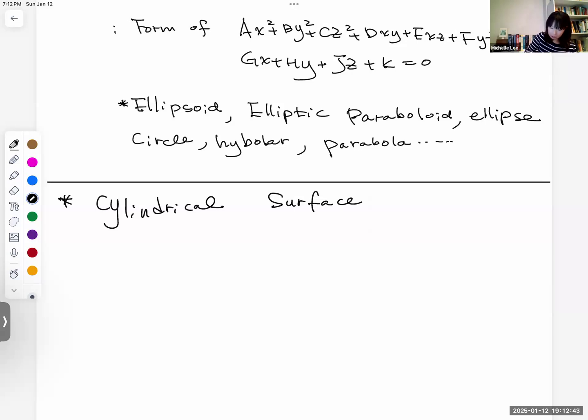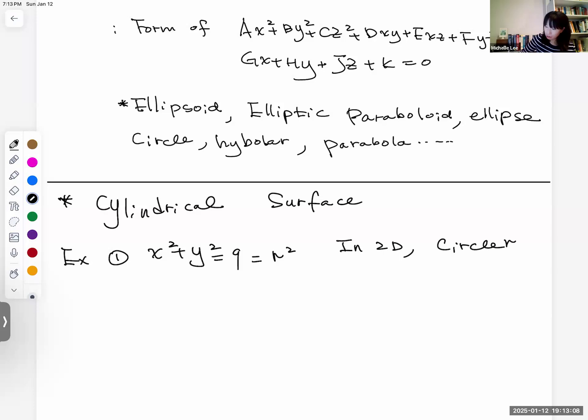Okay, so we have an example. We have x squared plus y squared equal to 9. In 2-dimension, this is a circle and radius equal to 3, right? Because we have r squared, right? So in 2D, this is a circle, r equal to 3, right? Okay. Now, this is a surface. Surface means this is a 3-dimension, right? Okay, then how do we draw the graph cylindrical surface, right?